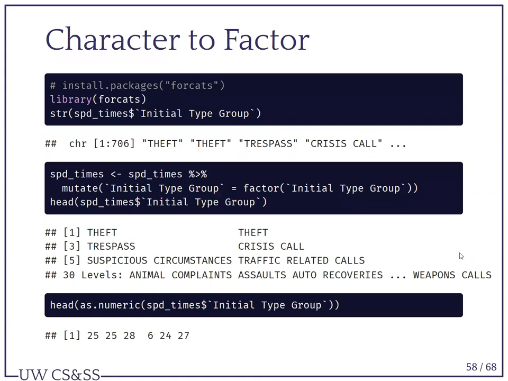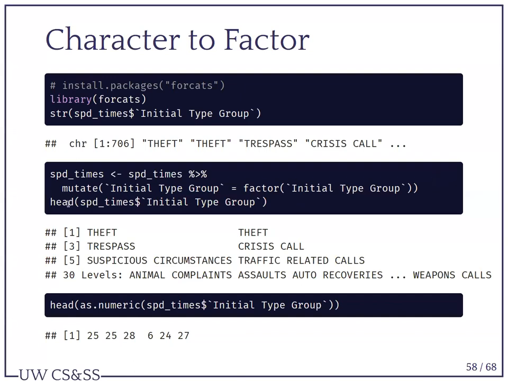So let's talk about converting characters to factors. We're going to load the forcats library. And if we look at the structure of our initial type group, we'll see it's a character vector, or a character column, that is things like theft and trespassing and crisis call and so on. So let's assign to the SPD times data, and then mutate to create the initial type group column, rewriting it with a factor for initial type group.